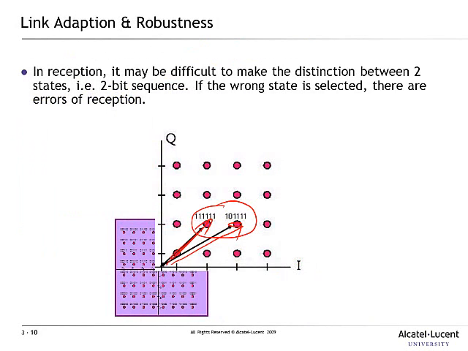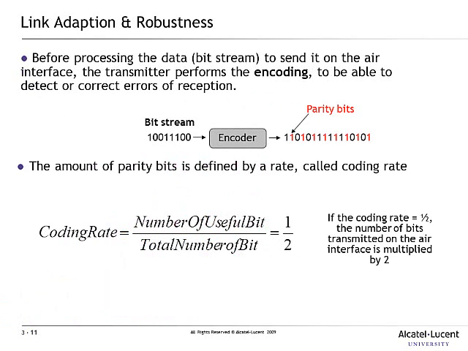So this is the point. The important point here is this one, which says if the wrong state is selected, there are errors in reception. Okay, now to account for these kind of errors that can take place, we also add coding.